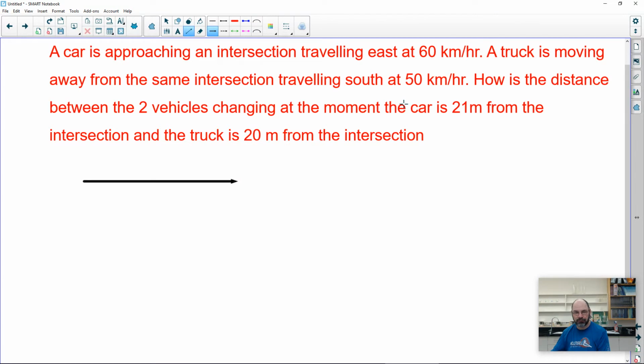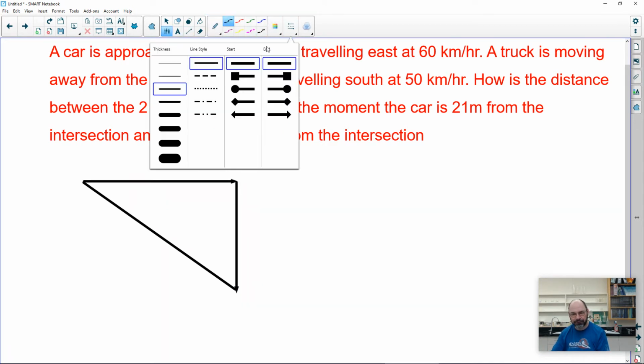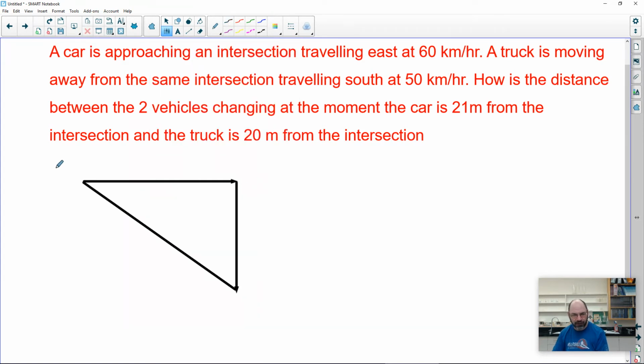Okay, the truck is moving away from the intersection, so away from here, and traveling south. It's a little bit slow. What is it, 21 meters and 20 meters, so they're about the same. And we're interested in this hypotenuse here. So the particular stuff that we know, if we label everything up, just like we did in the first one, this is our car, this is our truck.